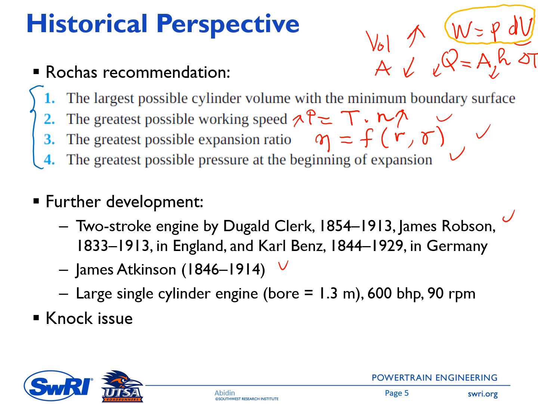And then the first large engine was built, I think around 1900, and this engine had a bore size of 1.3 meters. You can imagine 1.3 meters. You can multiply it by 3 to convert it to feet. Those engines had a power of about 600 brake horsepower. I'll explain what brake means, because we have brake horsepower and indicated horsepower, I think in chapter 2. The engine operated at 90 RPM, so still low engine speed.